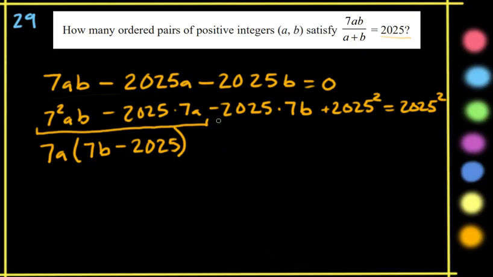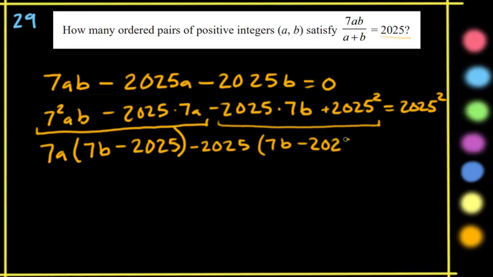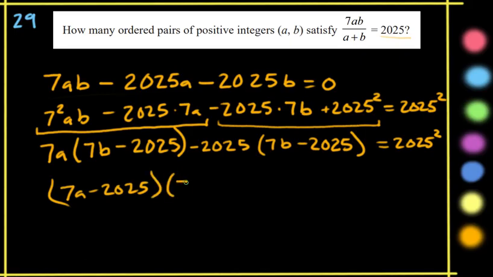All right, now I can factor out this thing here into something that looks a little bit like this. So this is going to be 2025. Let's do a minus here. Minus 2025 times 7b minus 2025. All right. So here, this minus 2025 times minus 2025 will give us the positive 2025, and then the 7b times this will give us this part. So this whole thing has got to be equal to 2025 squared. Okay. Now we can finally factor this completely, and we have 7a minus 2025 times 7b minus 2025 is equal to 2025 squared.